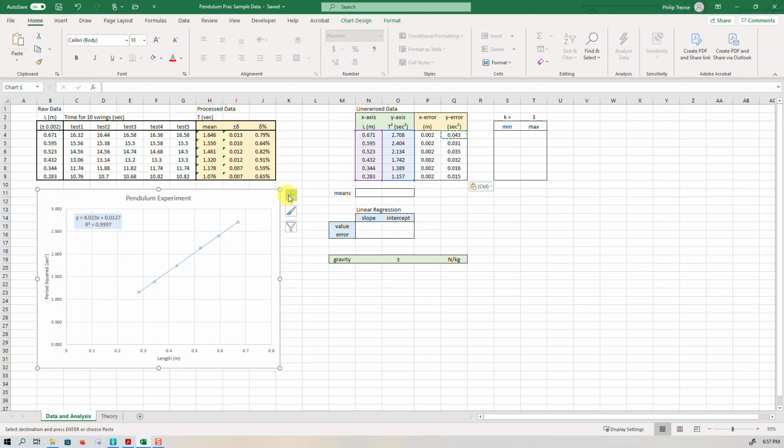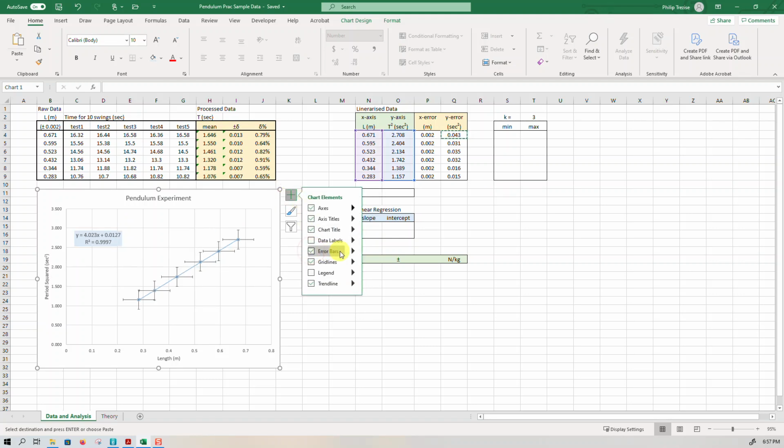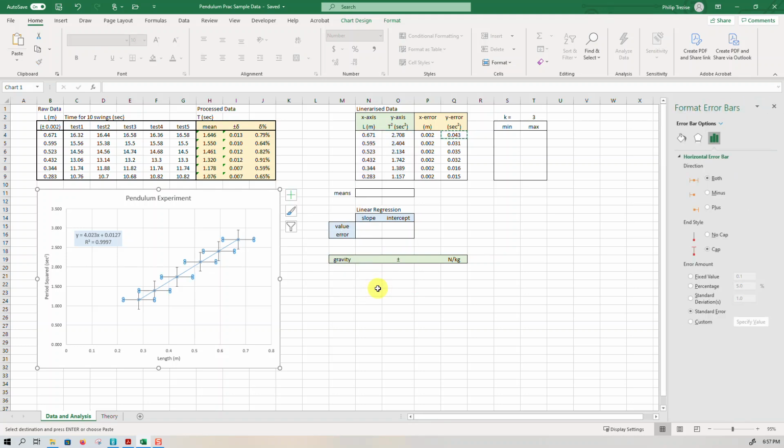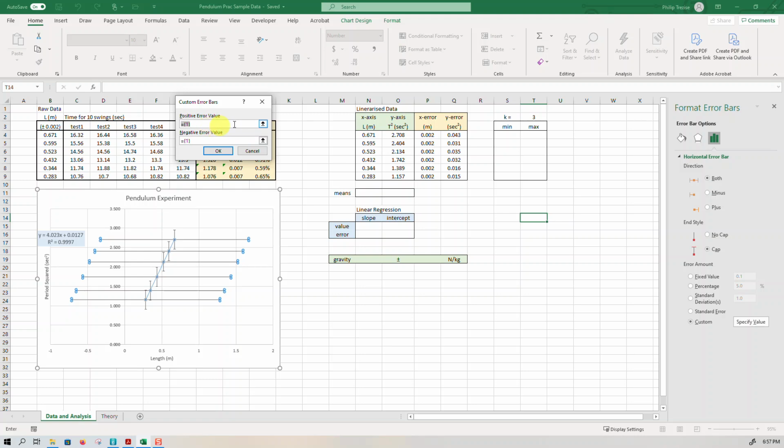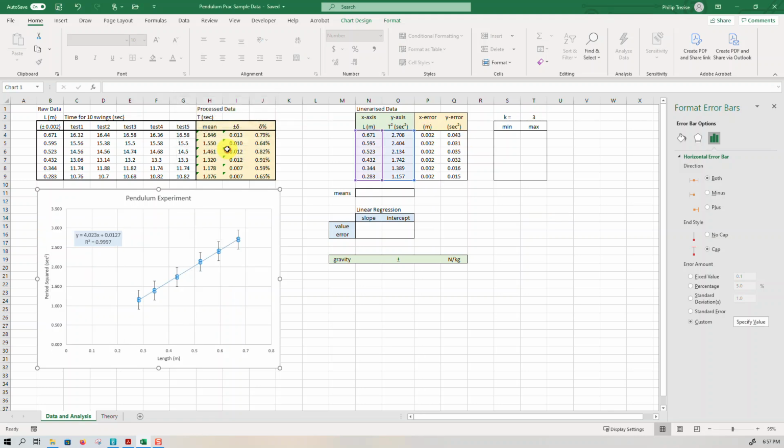Come across to the chart, and we will put a tick for the error bars, and as always we'll move across to the more options. Now for the horizontal error bars, we could have simply put a fixed value in here, but I much prefer to specify the value of the error bars, and that's these numbers just here. They're so small they're almost invisible.